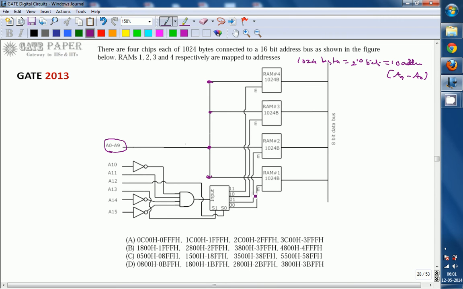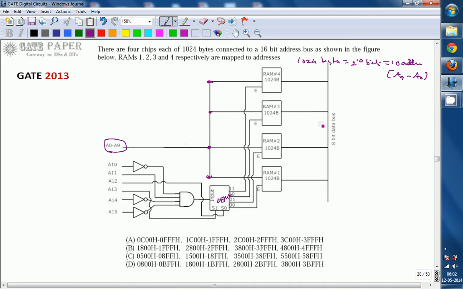For that, a demultiplexer is used. This is called a demultiplexer, which is going to select one of the outputs based on the control signals, that is, based on the select lines. So if 0 0, RAM 1 is selected; if 0 1, RAM 2 is selected; if 1 0, RAM 3 is selected; if 1 1, RAM 4 is selected.